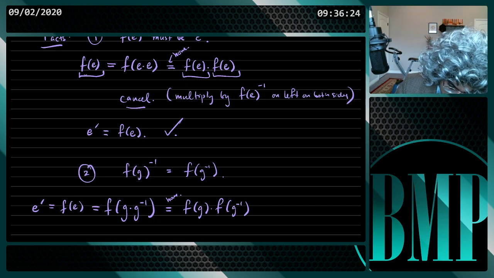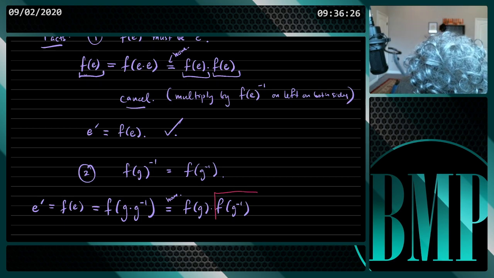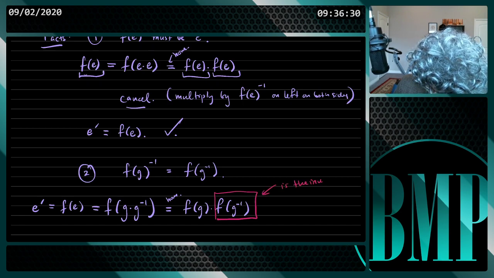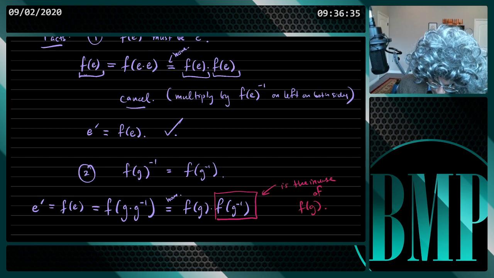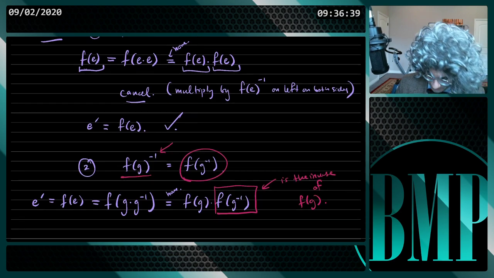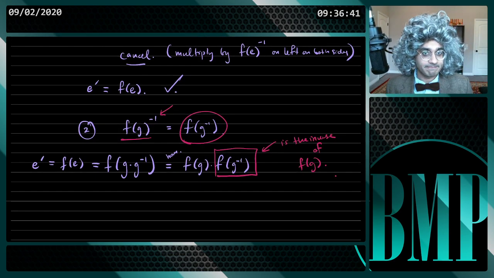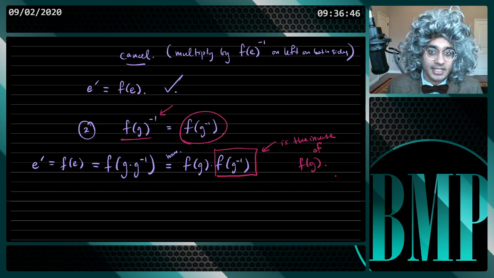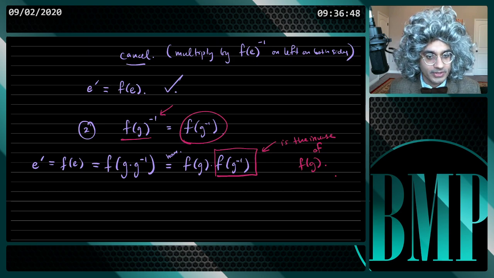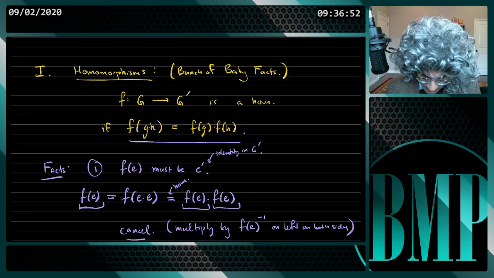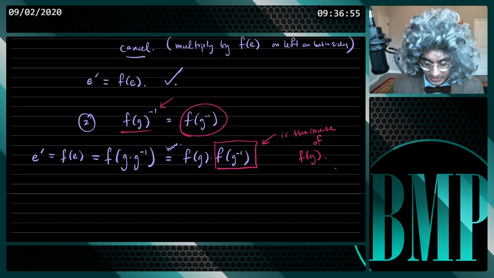And so here it is. This element is the inverse of f of G. And that's all we're saying. This element is the inverse of f of G. So that's the proof that inverses get sent to inverses of respective elements. So this homomorphism property implies these other things, is the point.